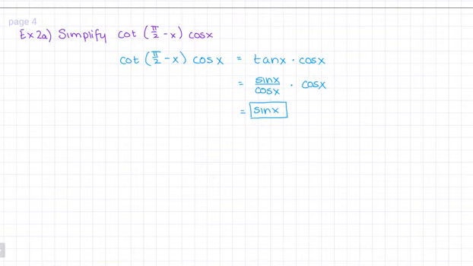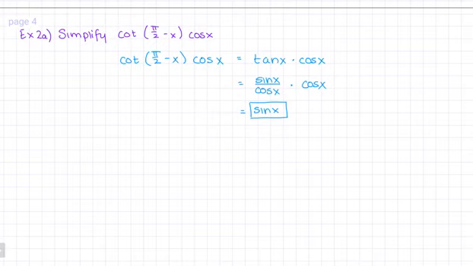If you were to put this into Desmos, you're going to see the graph of the original expression looks like the graph of sine. So it's kind of cool that way. So that's what we mean by simplify.